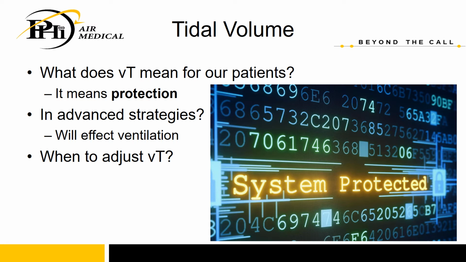So when to adjust tidal volume? We know that if we set a tidal volume of 8 milliliters per kilogram of ideal body weight, and we are seeing that they are not being well protected because pressures in their lungs are too high at that volume, then we are going to go down on our tidal volume. And we'll, like I said, revisit that here in just a few minutes.